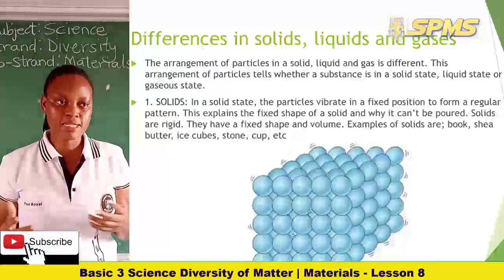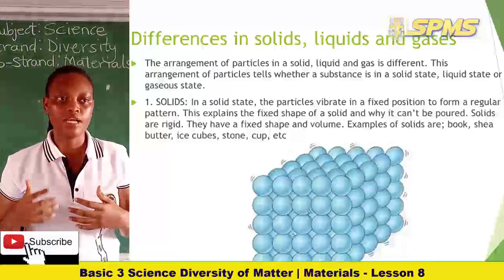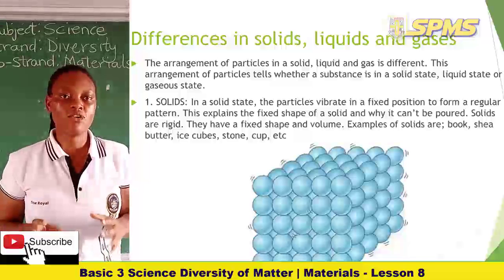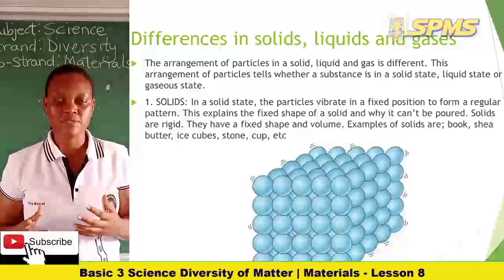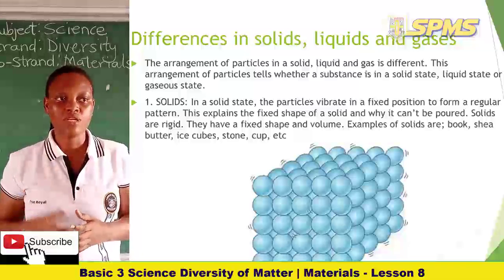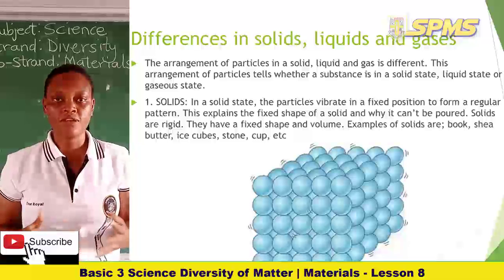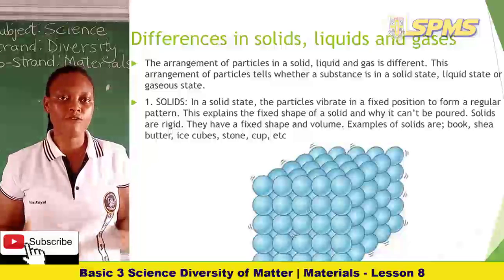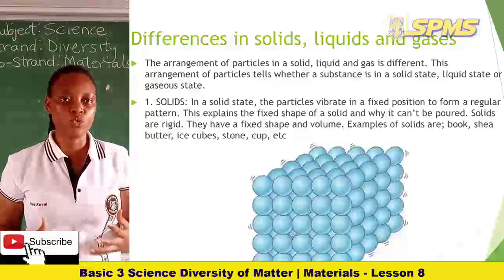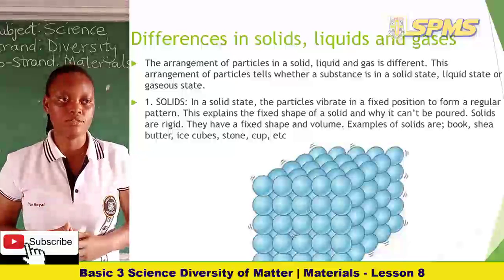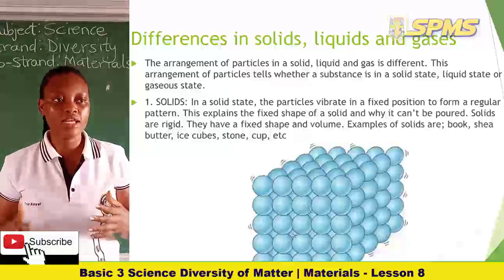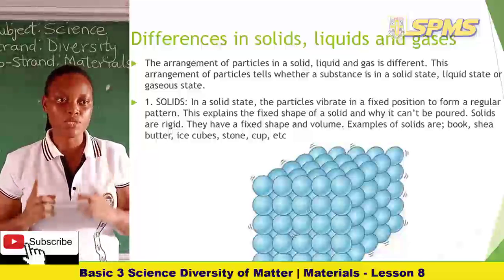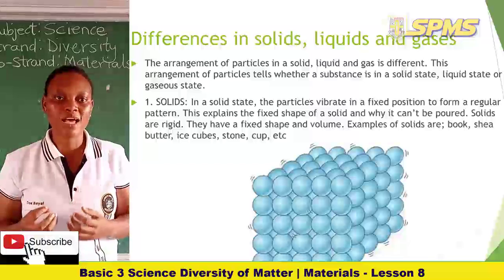So the arrangement of particles in the solid, liquid, and gas is different, as I said. So this arrangement of particles tells whether a substance is solid, liquid, or gaseous. So the first one we look at is the solid particles, how they are formed, how you are able to know if something is solid. Good. So in a solid state, the particles vibrate in a fixed position to form a regular pattern.